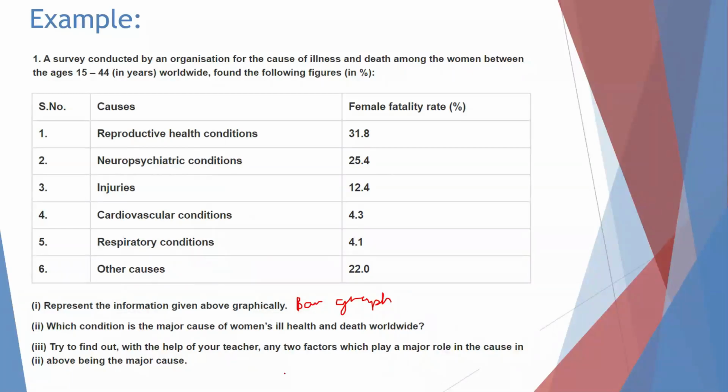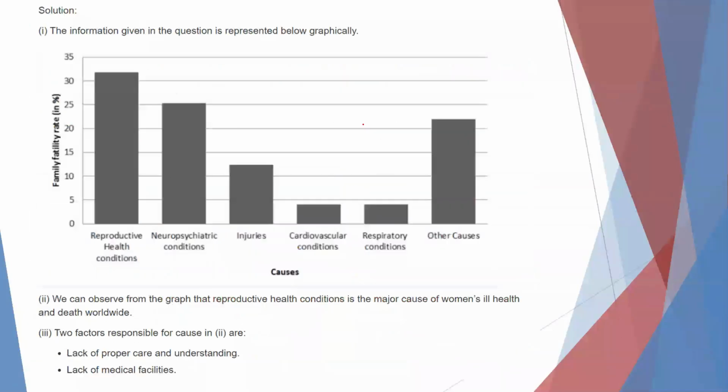And then the last question is a critical thinking question, which would be two factors which play a major role in the cause above being the major cause. So the major cause here is reproductive health conditions, as you can see, because it has the highest. So we need to find out two factors which play a major role in this problem. Okay, here is the solution.